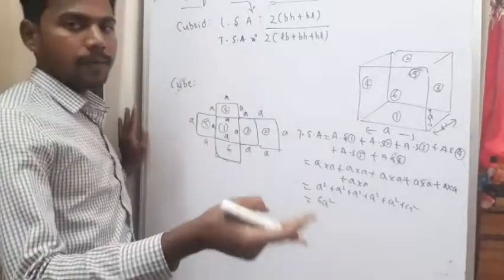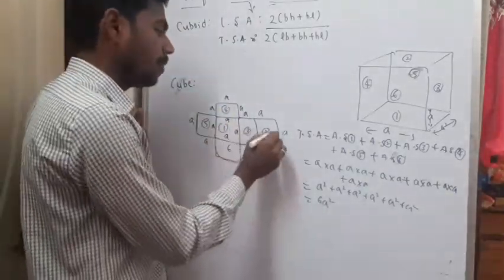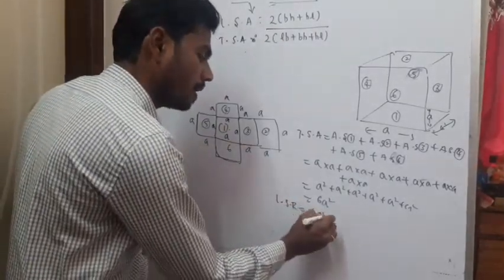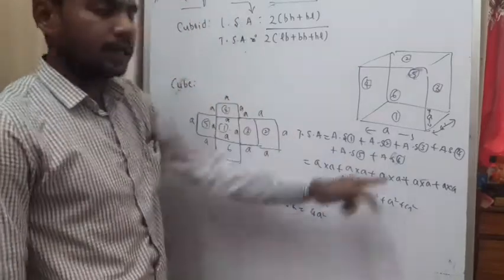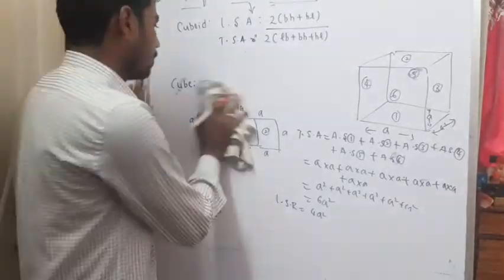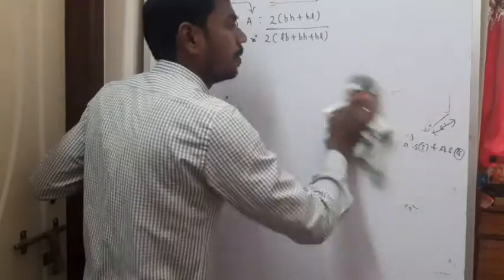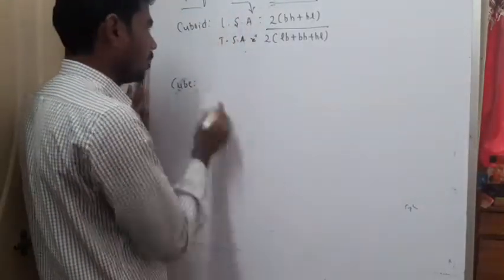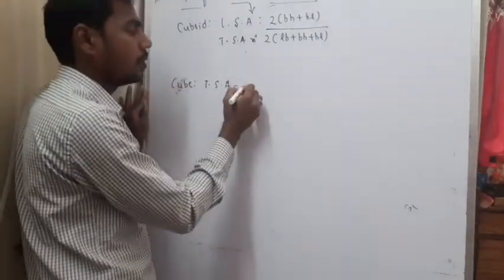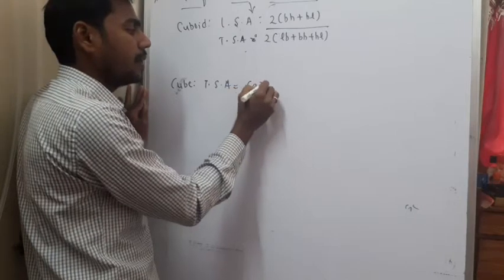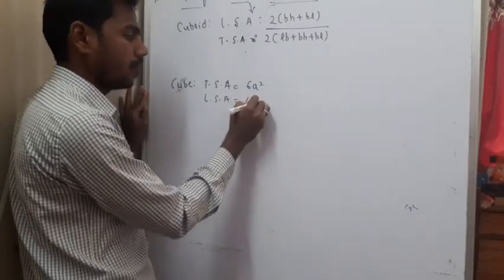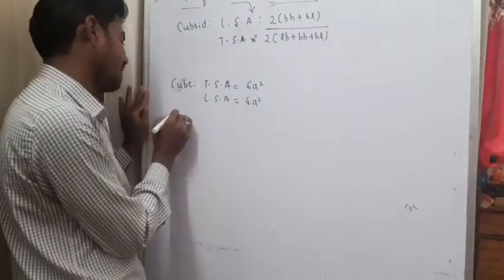You remove the area of 2 surfaces. So this 1 and 2 if you remove, you will get the lateral surface area, that is LSA equal to 4A square. So for the cube, please note this down, and this will be for your reference to understand the logic and the formula. Now what is the total surface area here? Total surface area of a cube is equal to 6A square, and the lateral surface area of a cube is equal to 4A square. Okay, next, cylinder.